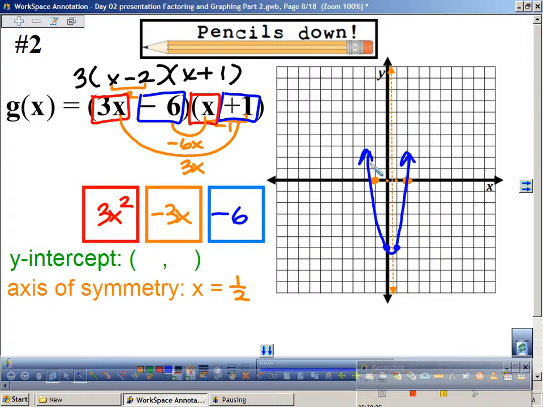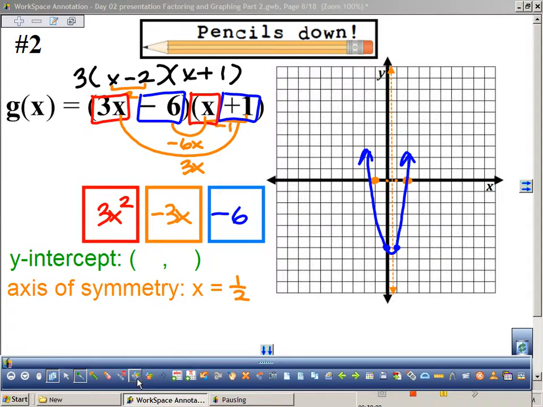So can I take, got a y-intercept, I forgot to put that. It's at 0, -6. Now questions, please.